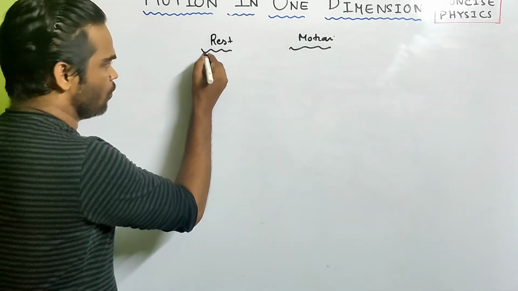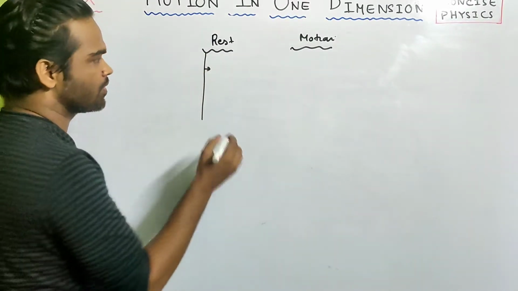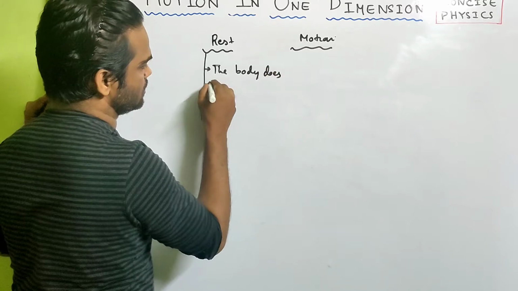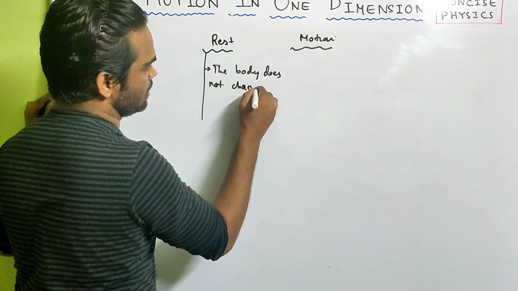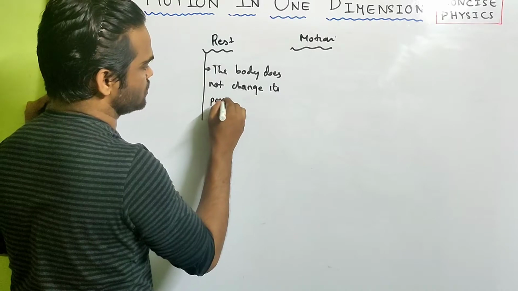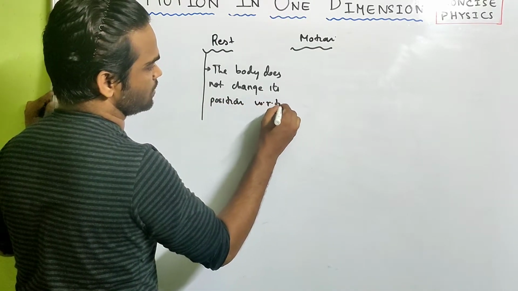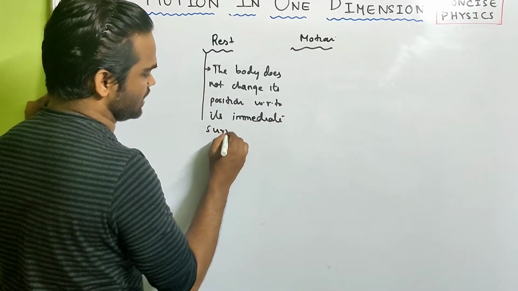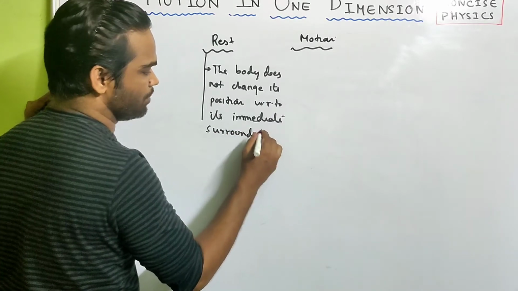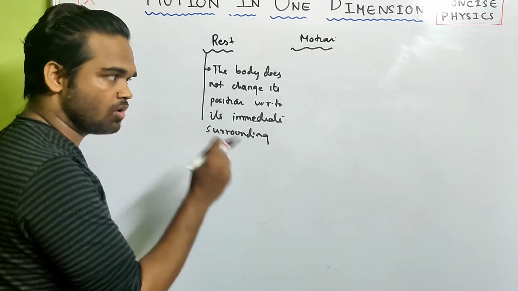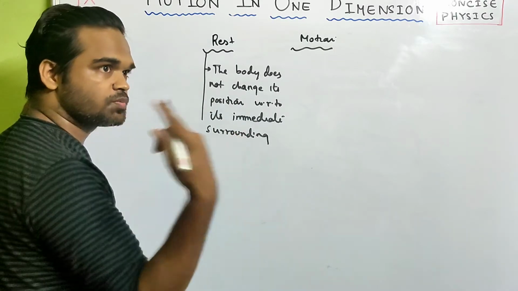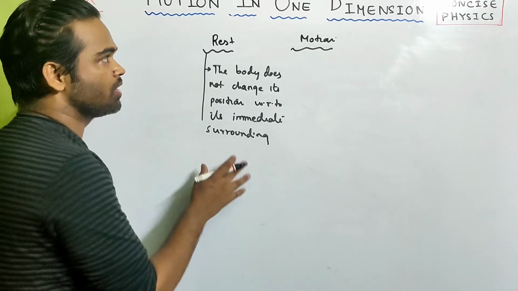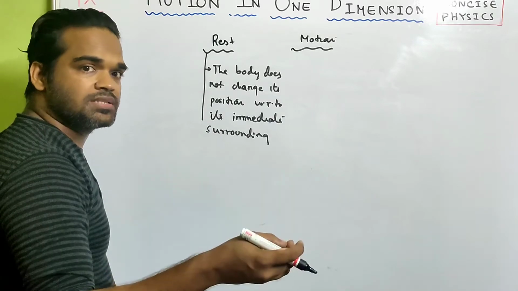Now we look at rest and motion. When do you say that the body is at rest? When the body does not change its position with respect to its immediate surrounding, then we say that the body is at rest. For example, this whiteboard is not changing its position with respect to the surrounding, isn't it? So we can say that this whiteboard is at rest.